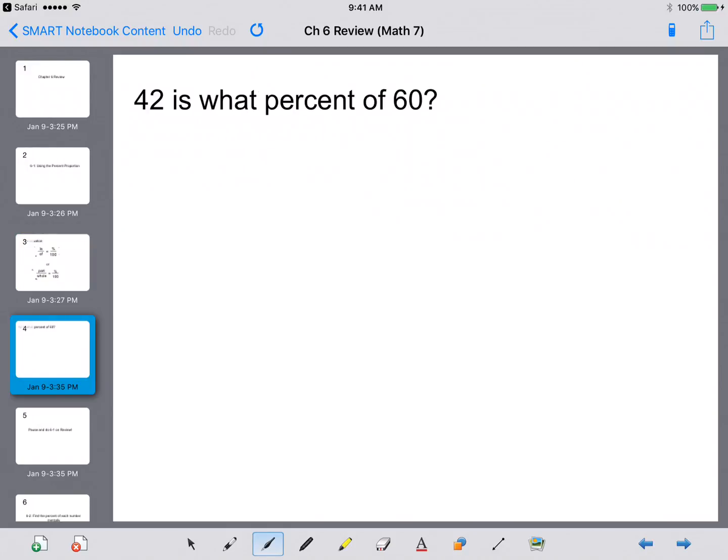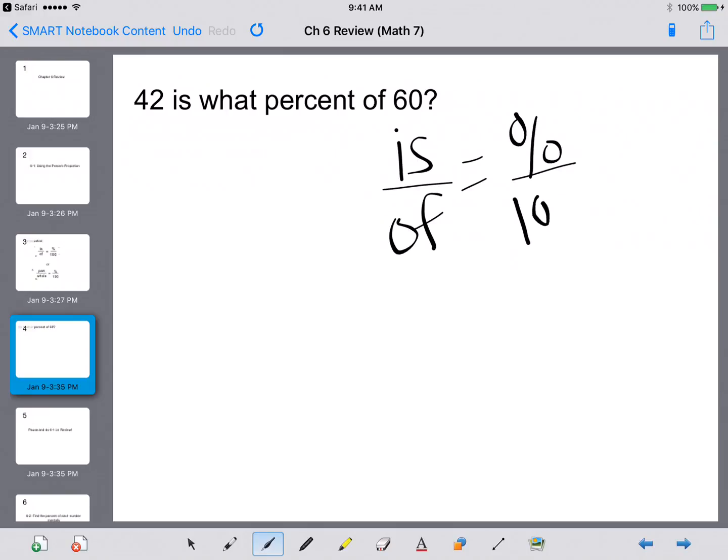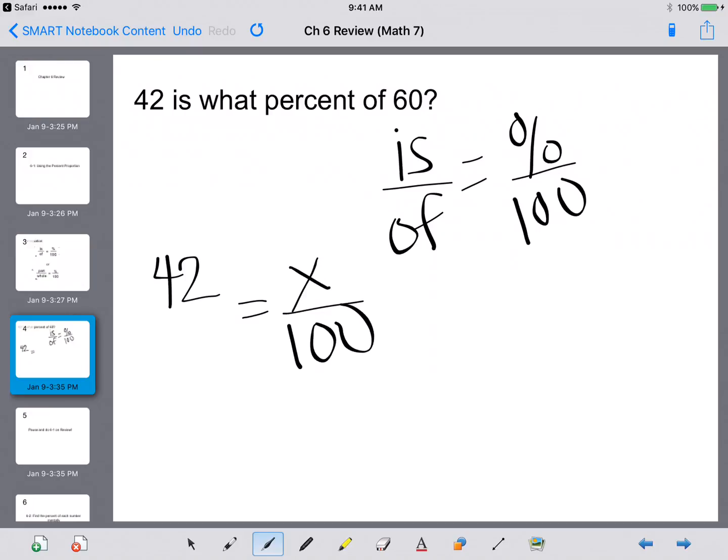So here the question is 42 is what percent of 60? So we've got our is over of equals percent over 100. We know 42 is, so that goes on top. What percent, so we don't know what the percent is, of 60. So 60 goes on the bottom. We're going to cross multiply. So 42 times 100, and that will get us 4,200.